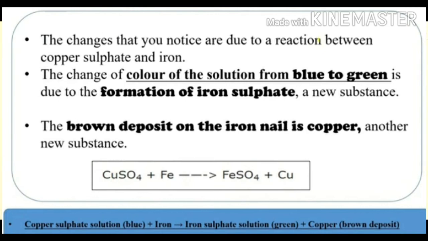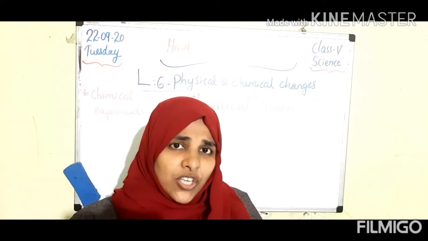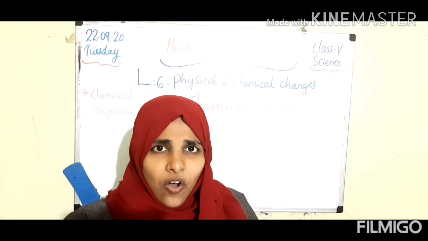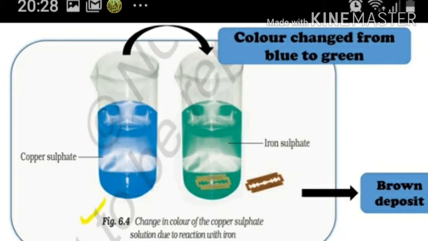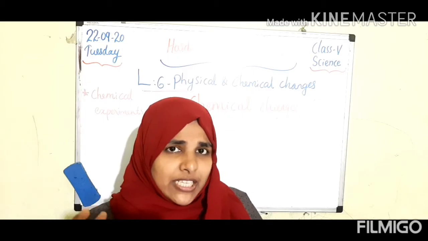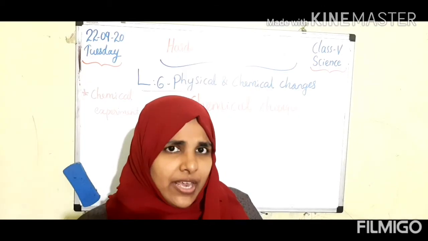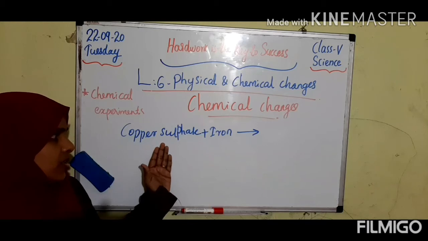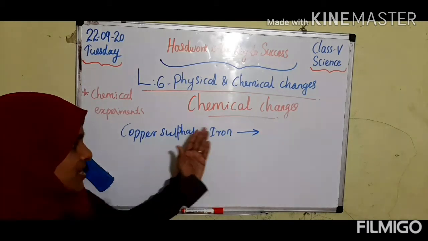That means first it was copper sulfate, right? And then when we mix it with iron, meaning the nail or blade, the copper sulfate mixing with iron forms iron sulfate. That is that green color solution, iron sulfate, and the color of the nail changed to brown color. That is actually copper. Okay, so new substances are formed in this chemical reaction. We can check the formula. That blue color solution, copper sulfate, is mixing with iron.